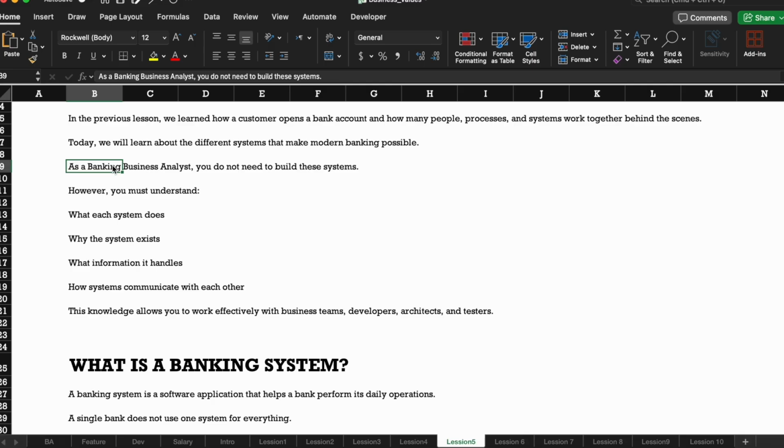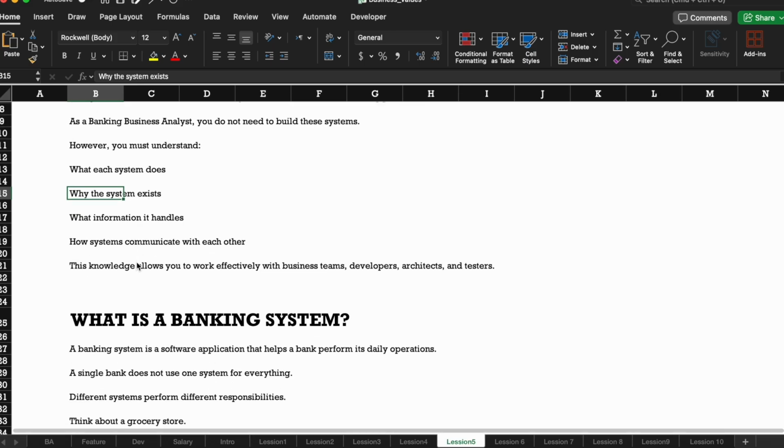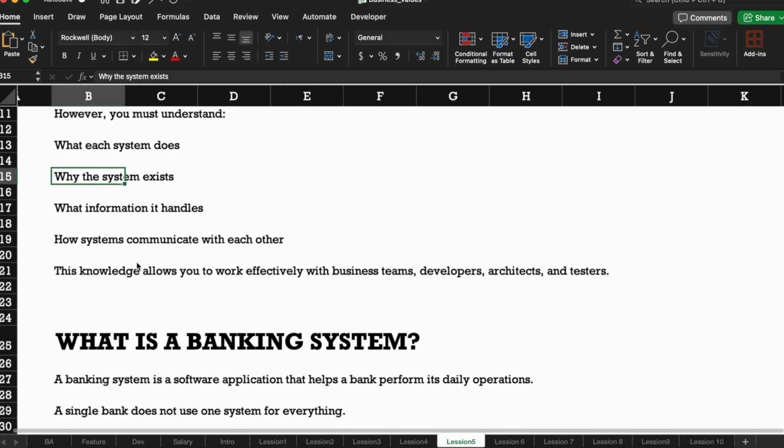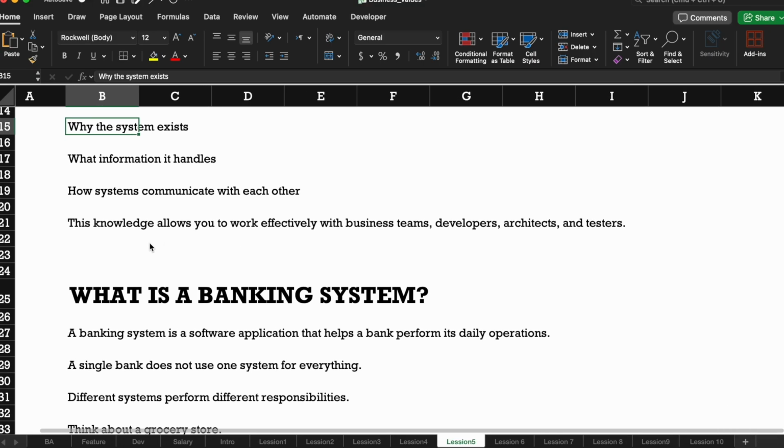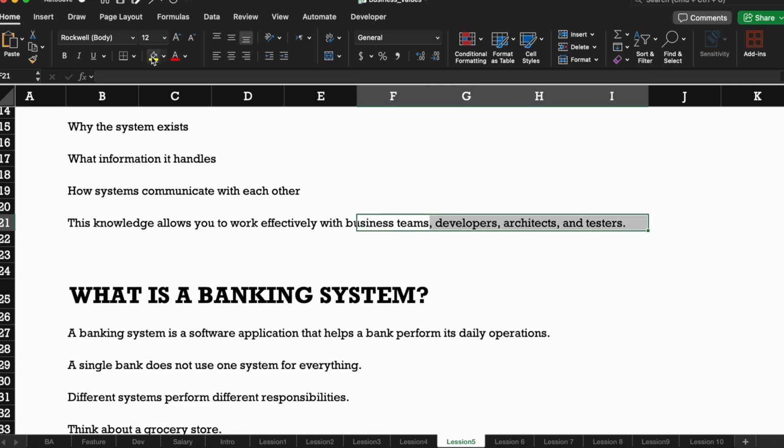As a business analyst, you do not need to build these systems. However, you must understand what each of them does: why the system exists, what information it handles, and how systems communicate with each other. This knowledge allows you to work effectively with business teams, developers, architects, and testers. So let me highlight, this is the team you are going to work with.